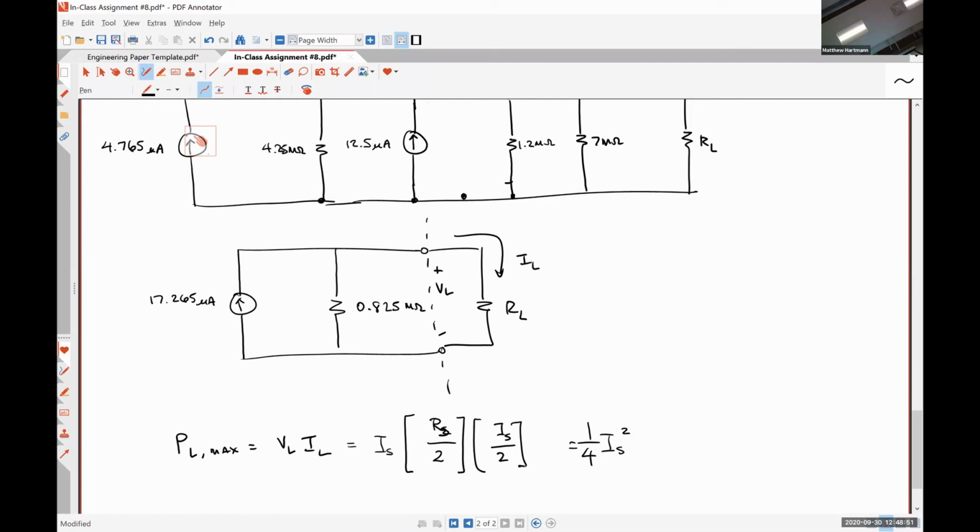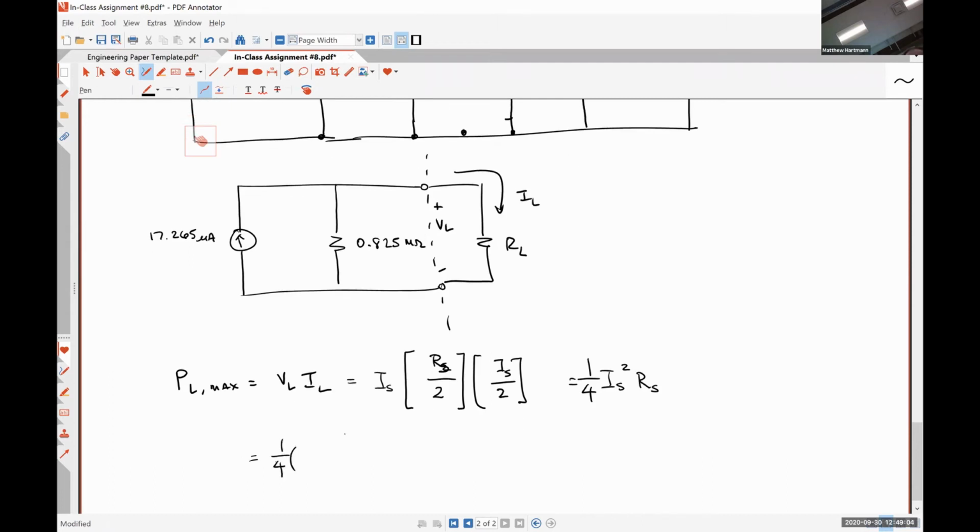IS multiplied by RS over 2 gives me a voltage, and I'm trying to find the current. The current splits evenly among the two. So it's 1/4 IS squared times our RS value, which we can put our numbers in. 17.265 microamps quantity squared times 0.825 mega ohms is 6.148, with some rounding error in there, times 10 to the minus 5 watts.